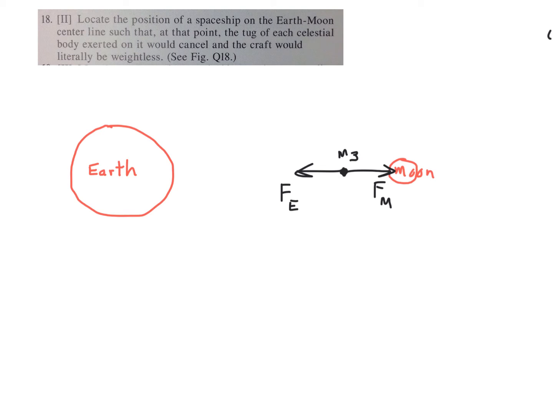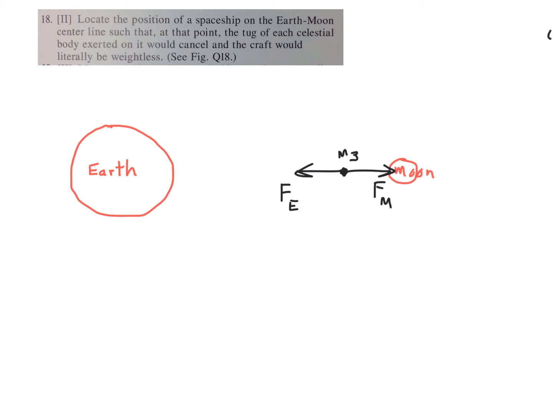Day 17, page 234, problem 18. This one's a little bit of a challenge. We did one like this. Actually, we did this problem last year. You're looking for a spot in space, which I've labeled with that black dot, where the force that the Earth exerts on a ship of any given mass, really won't matter, is equal to the opposite force by the Moon.